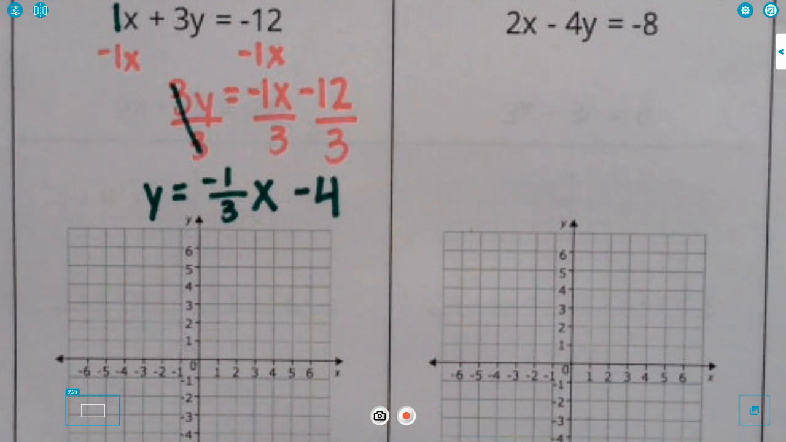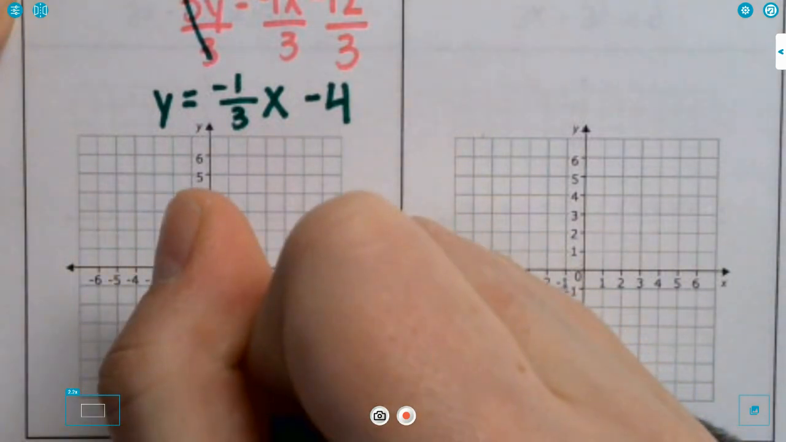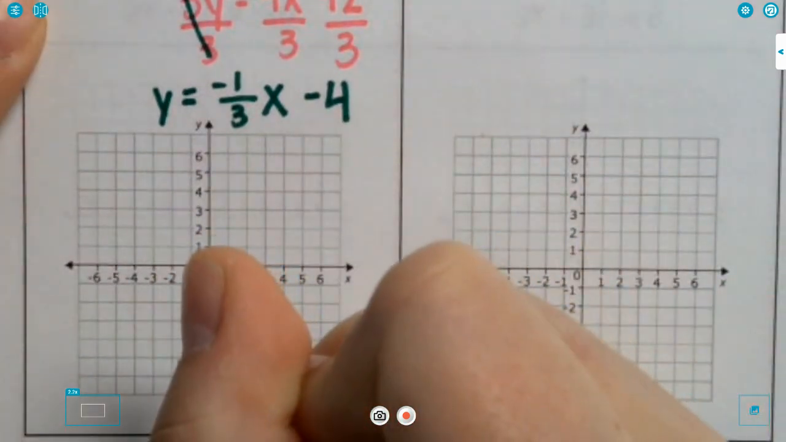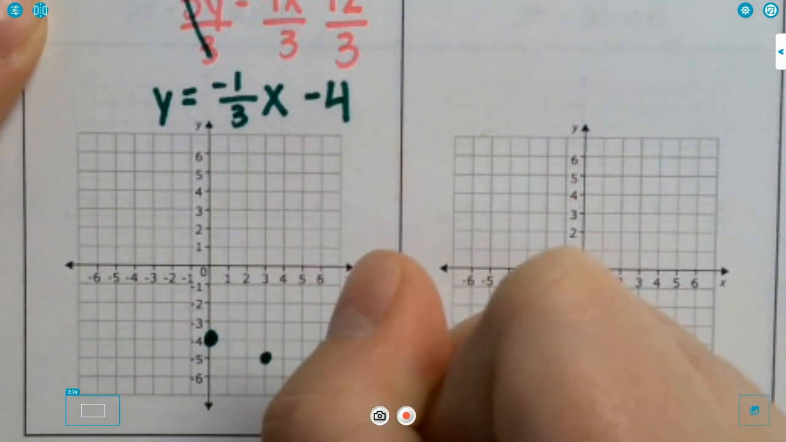Okay, once you get it solved, we're going to graph it. So, quick review on how we graph in slope-intercept form. We're going to start at our y-intercept, so that's negative 4. We start down here at negative 4. Then we're going to go negative 1/3. So our rise is negative 1. We go down 1, and then we go right 3. So go down 1, right 3. And then you repeat that, down 1, right 3.